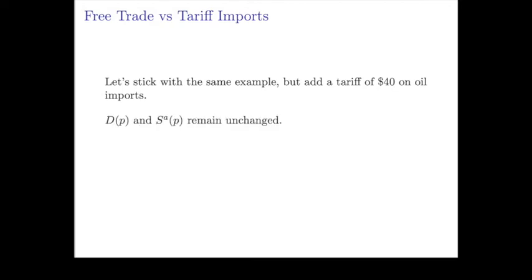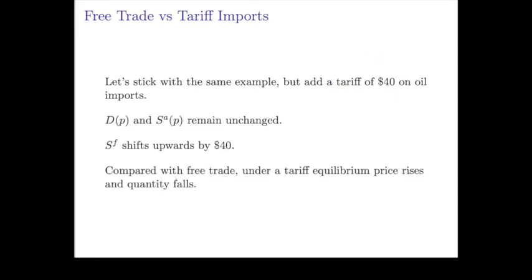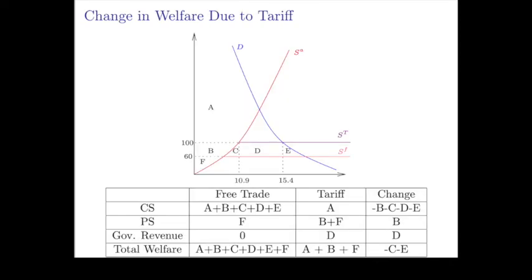So the domestic demand curve and the domestic supply curve are going to be exactly the same. However, the foreign supply shifts upwards by $40 because this tariff is as if you're imposing a tax of $40 on imported oil. So compared to the free trade situation, we're going to have the tariff equilibrium have a higher price and a lower quantity. So we're going to go from the equilibrium being here before the imposition of the tariff to the equilibrium being over here. The quantity decreases down to 15.4 and the price rises from $60 to $100.